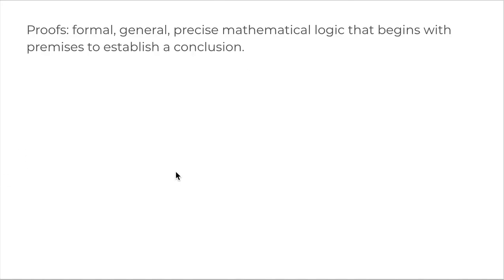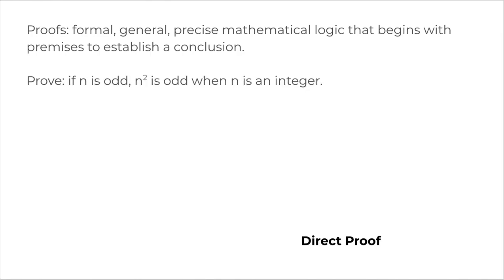Let's look at what proofs are. We're going to look at our proofs. So proof is a formal, general, precise mathematical logic that begins with premises to establish a conclusion. So that is in brief just your existing knowledge. You keep on writing that down and combining different primitives to get to a conclusion that you require. So that's how you prove. There are different ways to prove, mathematically speaking, but we look at a couple of them, actually four of them today, and there are a lot of other ways you can prove statements. The first one is a direct proof.